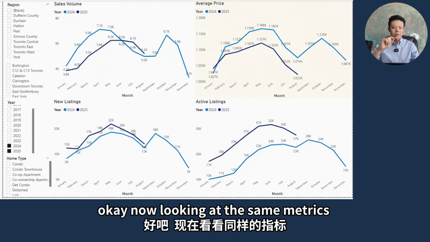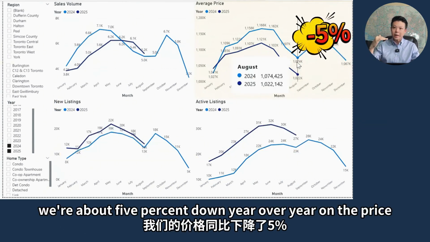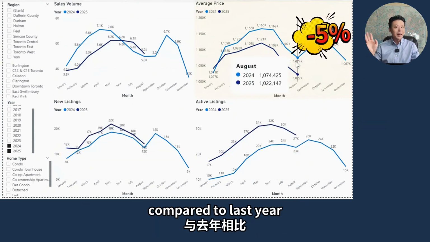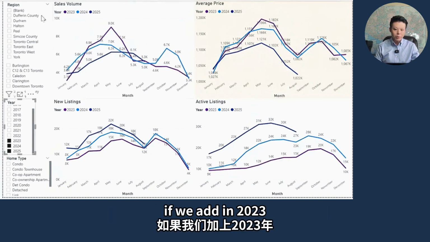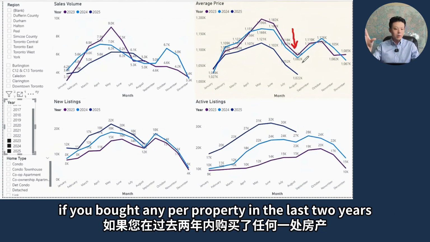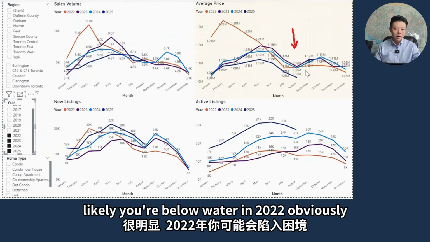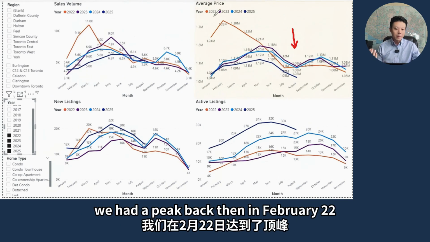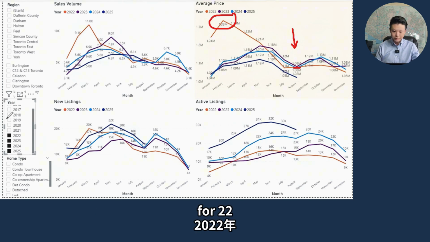Okay, now look at the same metrics. We want to know how many years did it actually go back in history, right? We see that in August, we're about 5% down year over year on the price compared to last year. But what about the year before? Let's take a look. If we add in 2023, you can see that 2023 was actually higher than last year. So if you bought any property in the last 2 years, likely you're below water. In 2022, obviously we had a peak back then in February 22, and we're obviously below water for 22.